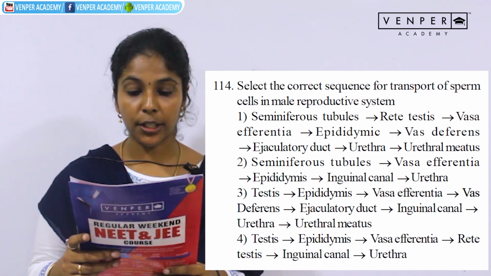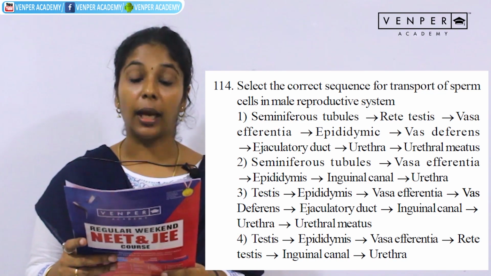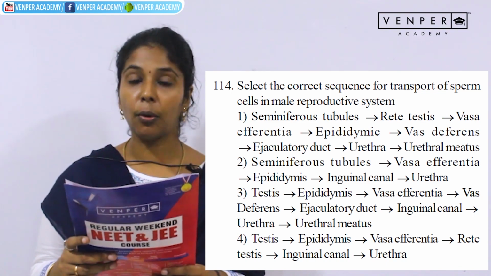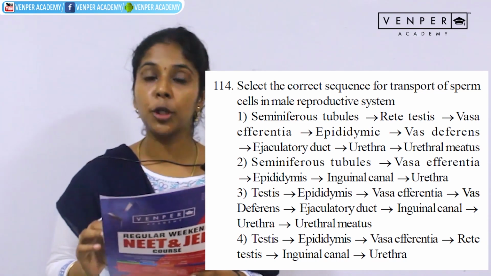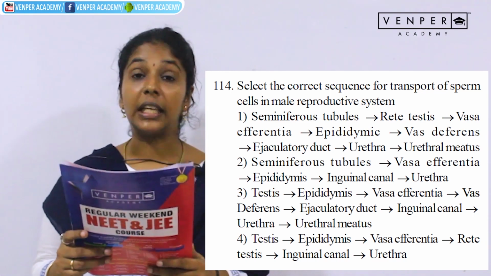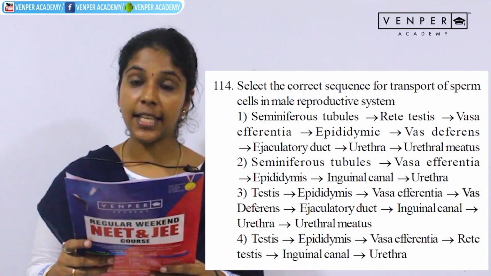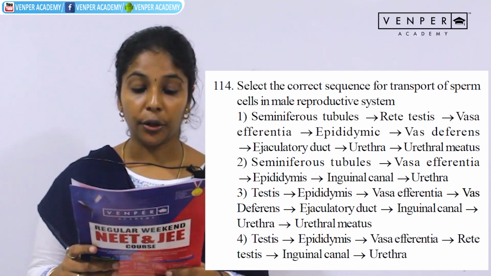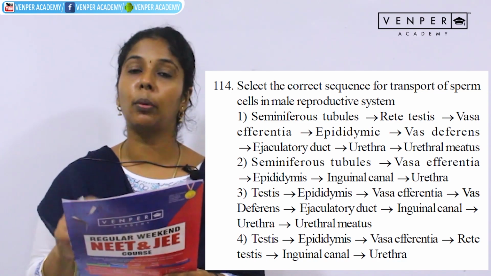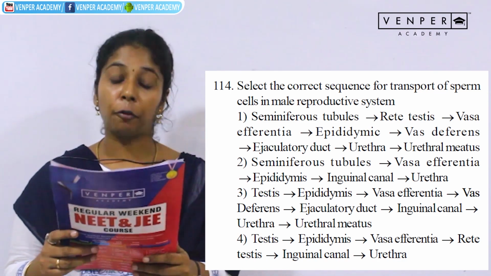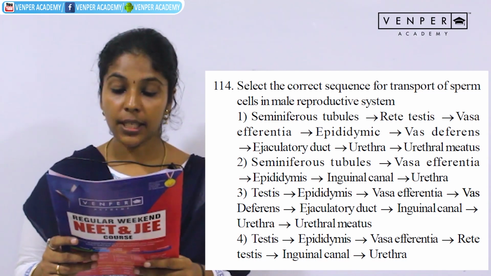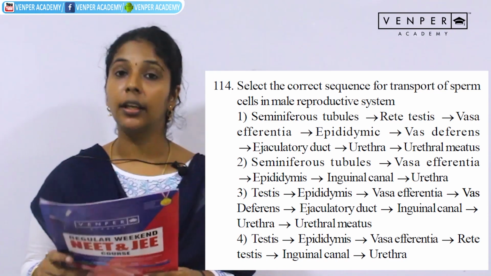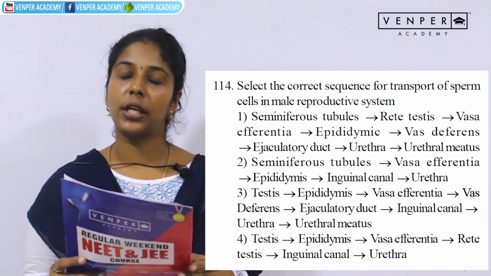Option 2: seminiferous tubule, vasa efferentia, epididymis, inguinal canal and urethra. Inguinal canal has no role in the transport of sperm. So option 2 is wrong. Third one: testis, epididymis, vasa efferentia, vas deferens, ejaculatory duct, inguinal canal, urethra and urethral meatus. Again inguinal canal has no role. In fourth, testis, epididymis, vasa efferentia, rete testis, inguinal canal and urethra is given. This is also wrong. So the correct option is option 1.